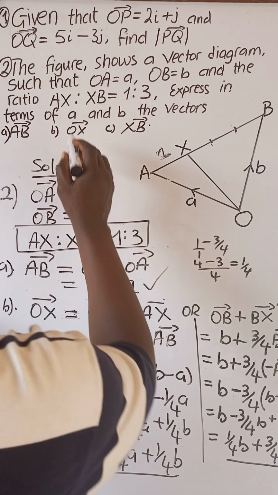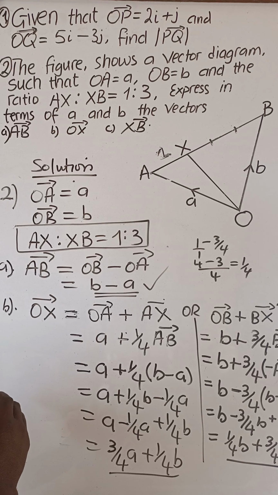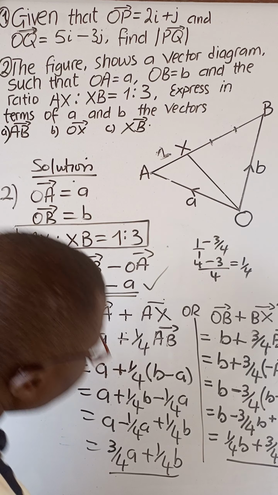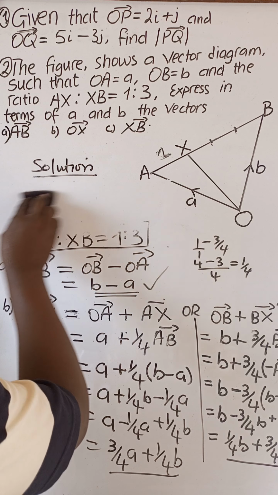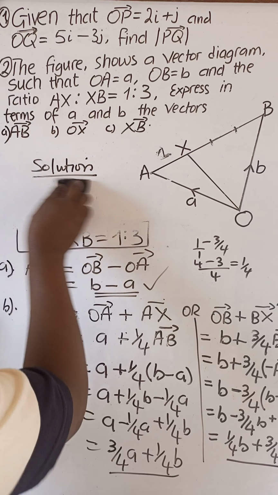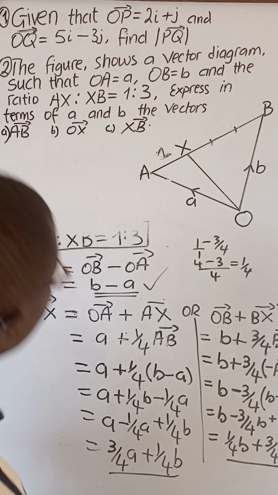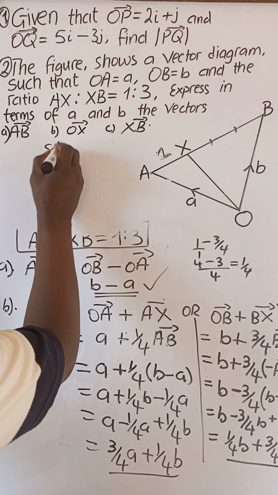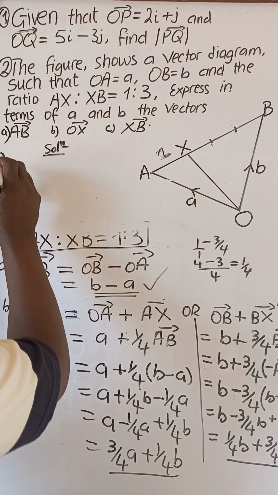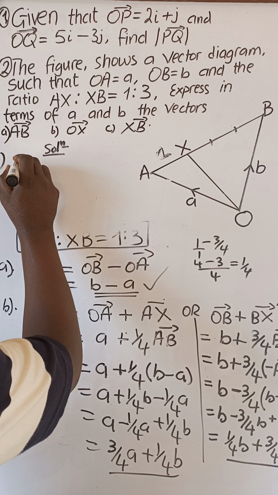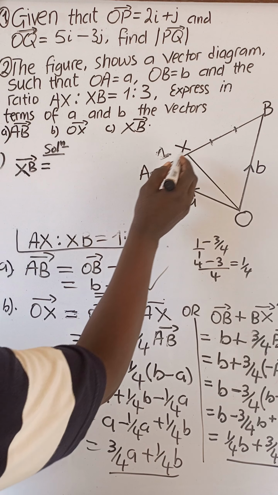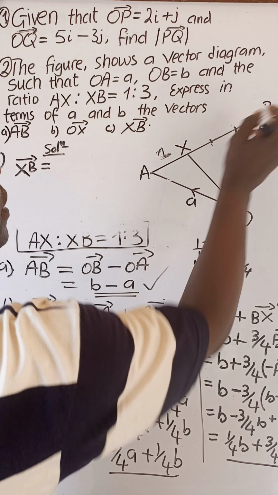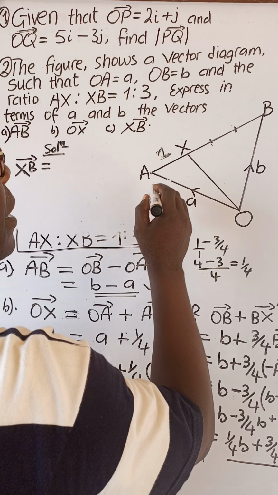That is it for B. Now, what about C? Now, let's look at C. C says we should get the vector XB. XB is in the direction of AB. They are in the same direction.